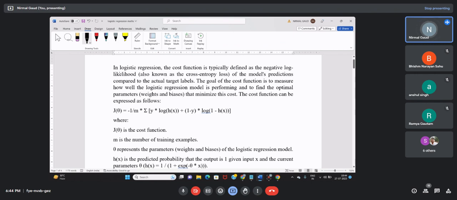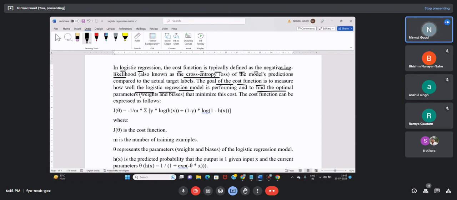In logistic regression, the cost function is typically defined as the negative log likelihood, which is also known as cross entropy loss. What it means, we are going to see ahead. Ultimately, the goal of the cost function is to measure how well the model is performing. And we need to find the optimal solution.